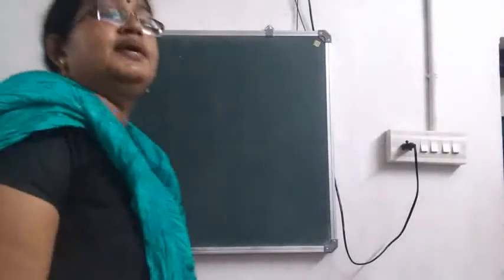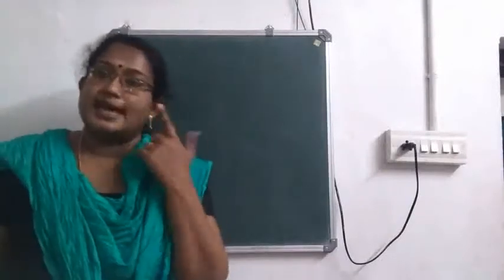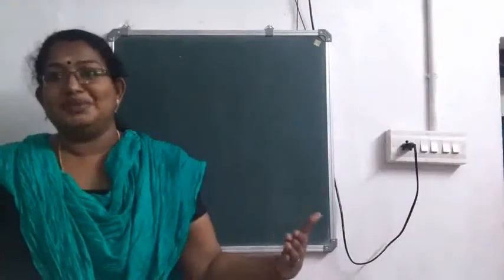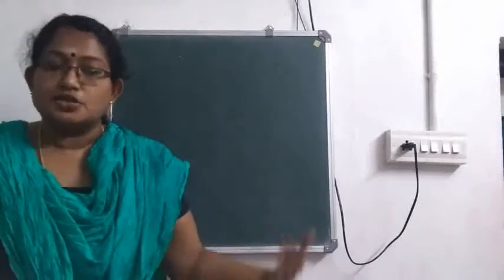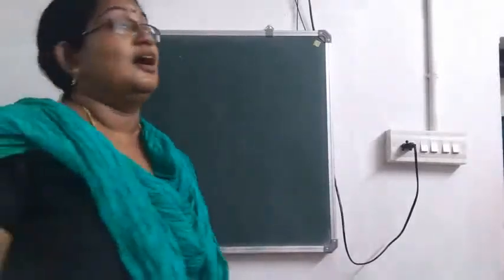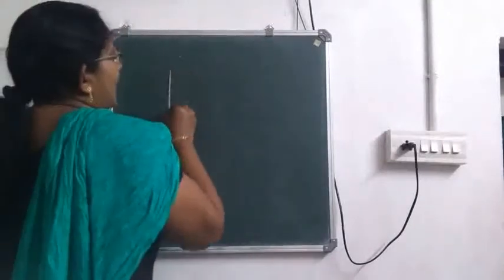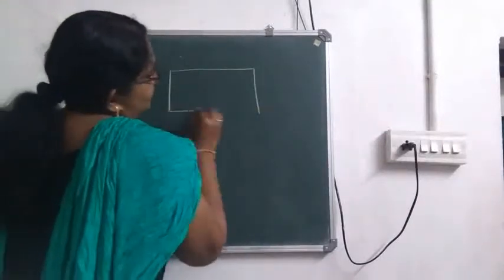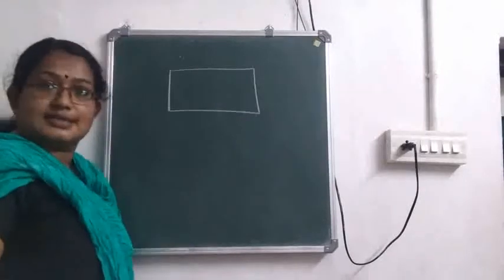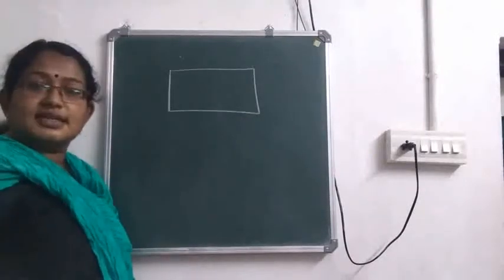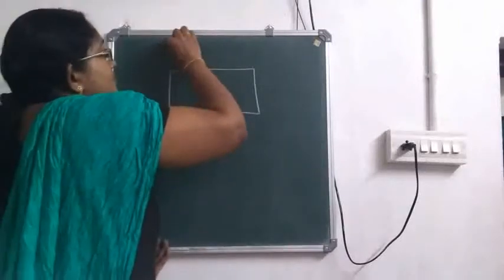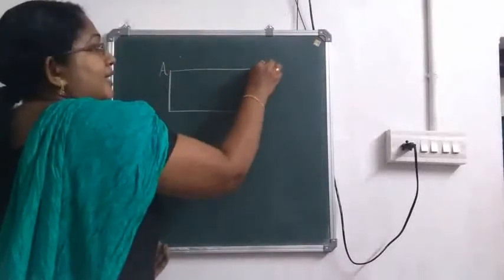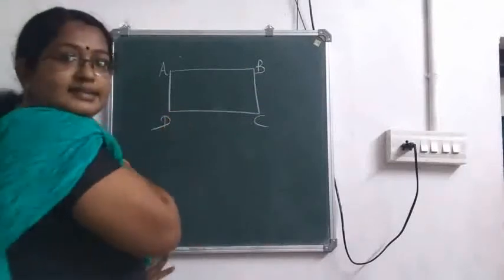Our next topic is refraction through a rectangular glass slab. So same thing comes under the heading experimental verification, isn't it? So we are going to repeat the same thing now. That is what happens, or how refraction takes place through a rectangular glass slab. So I have considered a rectangular glass slab. Then let me name it as A, B, C, D.